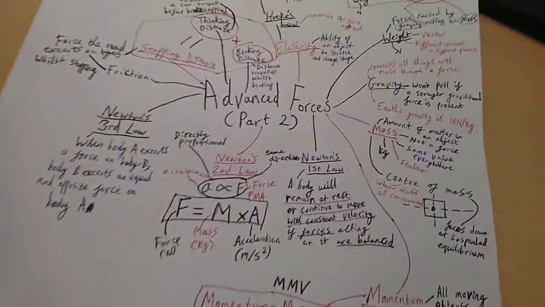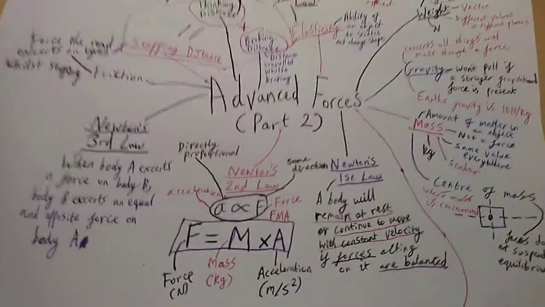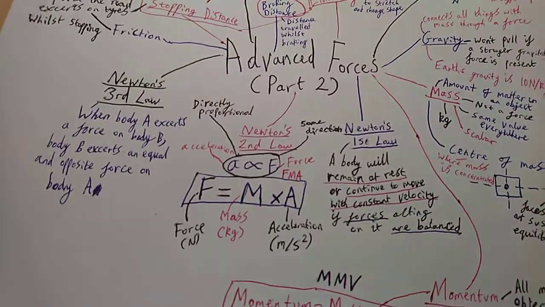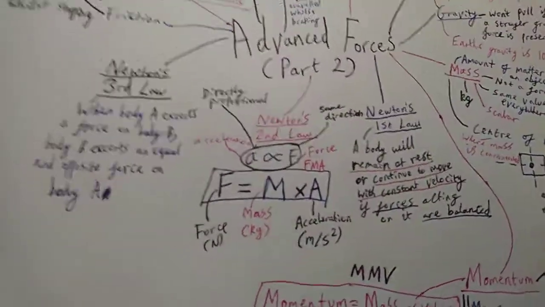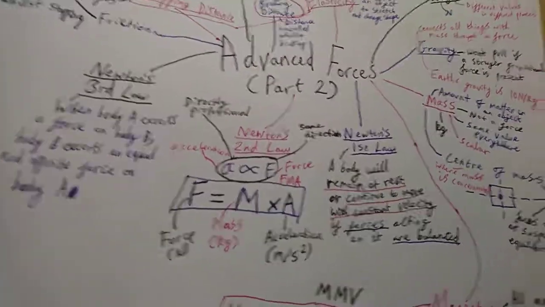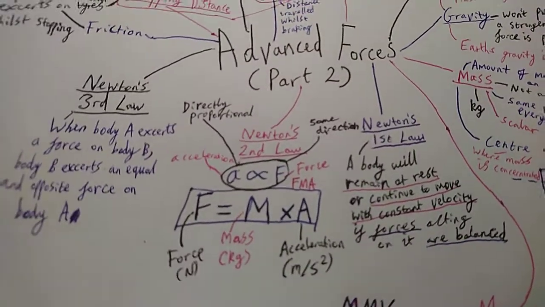So, Newton's second law shows us that acceleration and force are directly proportional, which means they both go in the same direction. So one goes up, the other goes up, one goes down, the other goes down. Same with current and voltage, I believe. So yeah, force equals mass times acceleration.